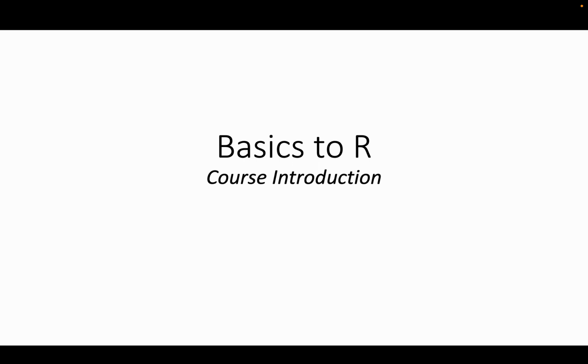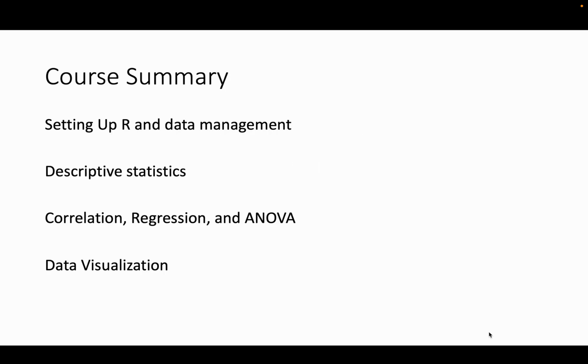For this course, there are a couple things that we're going to go over. First, we're going to discuss how to set up R and then also do some basic data management. We're then going to discuss the basics of descriptive statistics and what those are and how we can run those in R. Next, we'll talk a little bit about doing some correlational analyses, such as basic correlation, bivariate correlation.